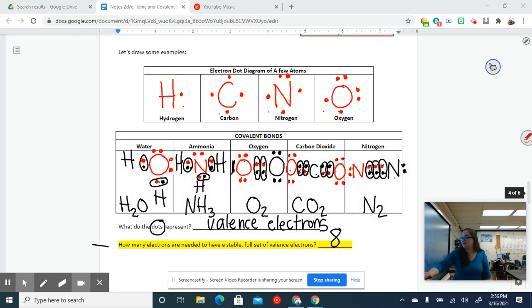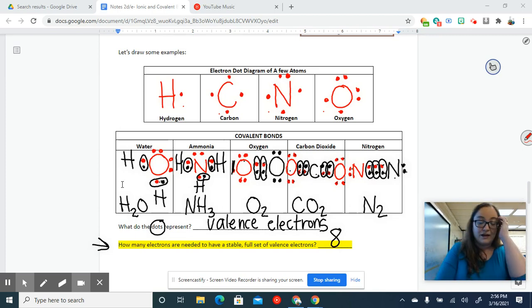And obviously, that's a test question alert. You need to know that 8 is the stable full set of valence electrons for most atoms. For hydrogen and helium, they only need 2. But everybody else needs 8. All right, moving right along.